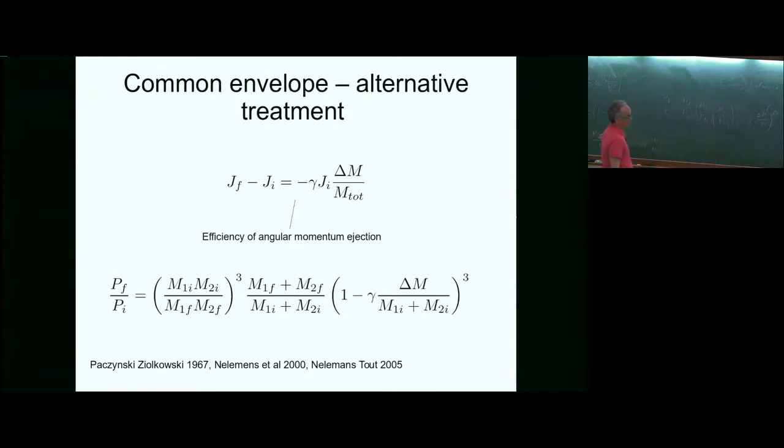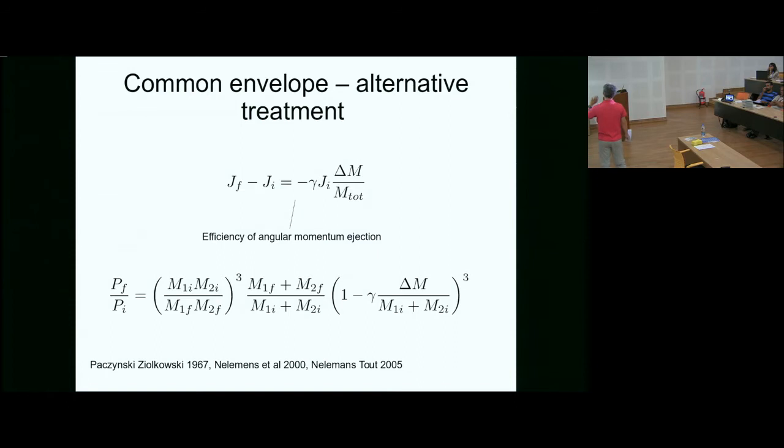So that is the way to derive it, and this formula has been used to explain the properties of white dwarf binaries, and there are people who claim that this is much better for the binaries in some cases.